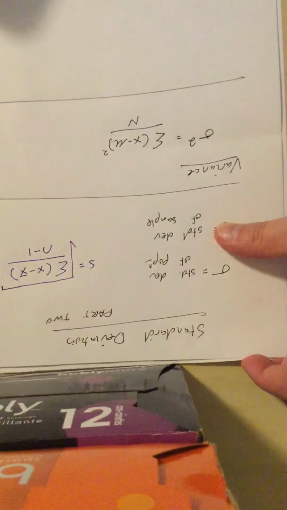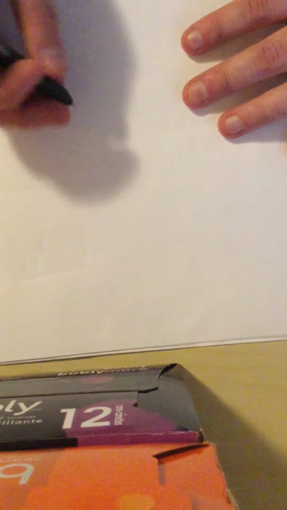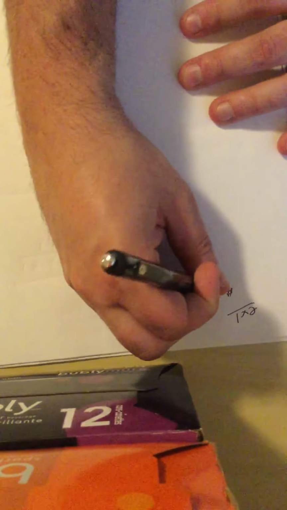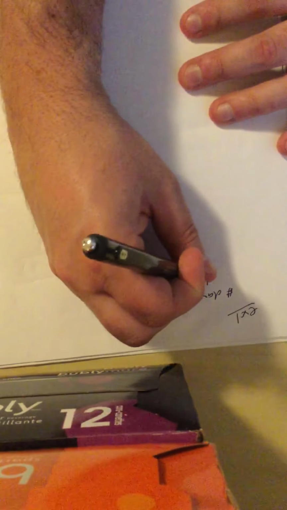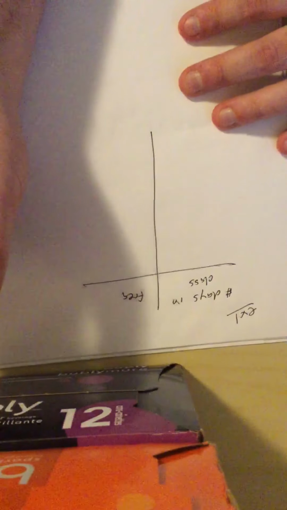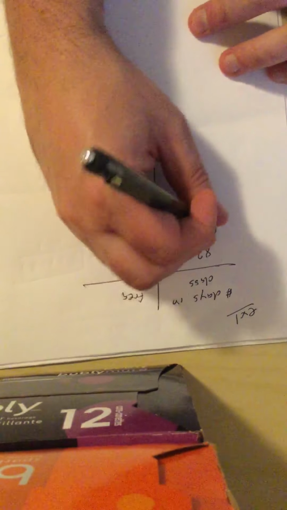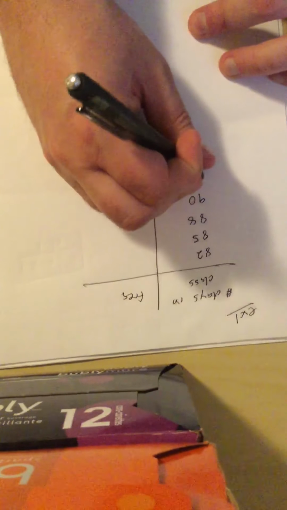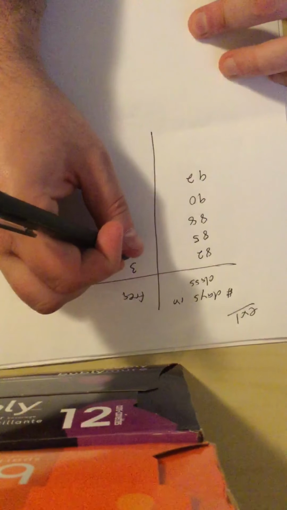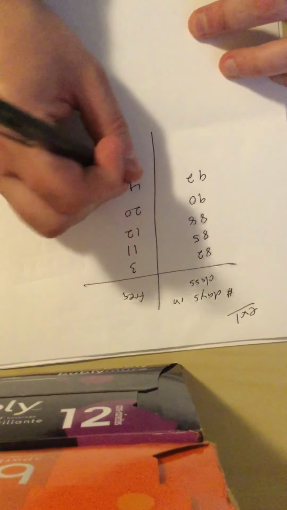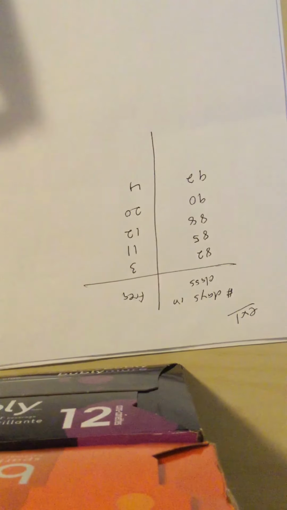Okay, we're going to do an example now. Example 1, I guess. Number of days in class. We're going to do it with a frequency table. So let's say some students were there for 82, 85, 88, 90, 92 days, and we'll say that the frequency was 3, 11, 12, 20, and 4. And what I want is the standard deviation.